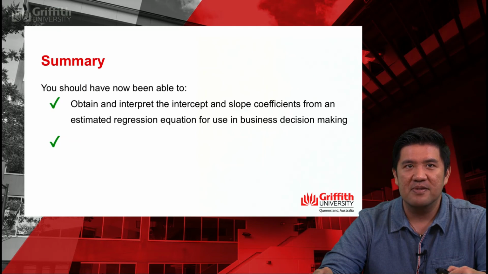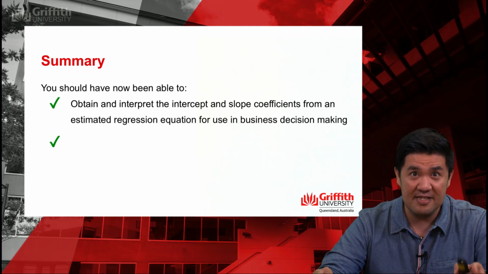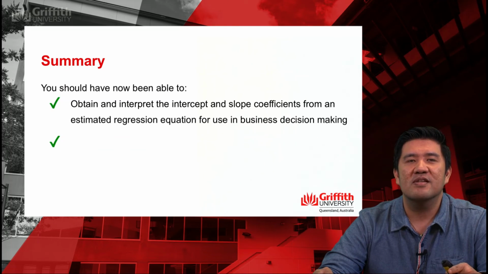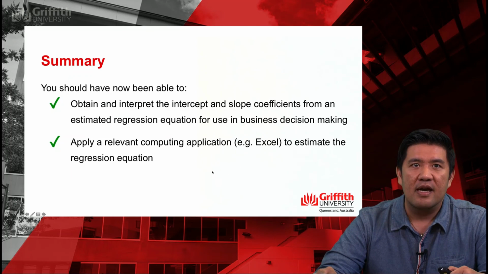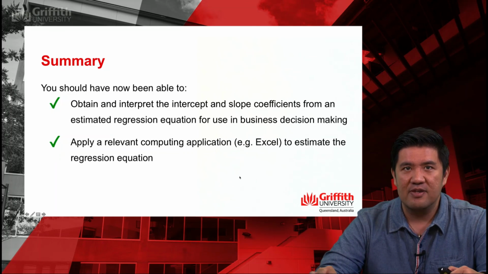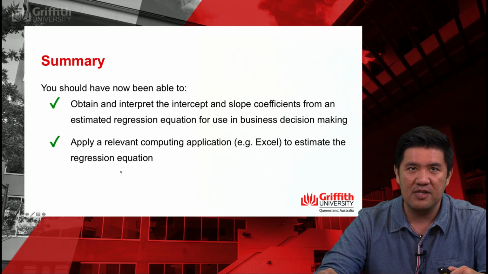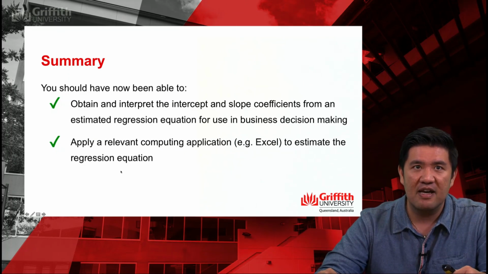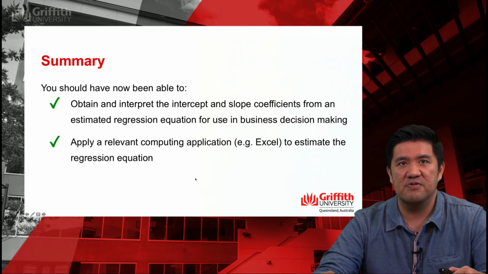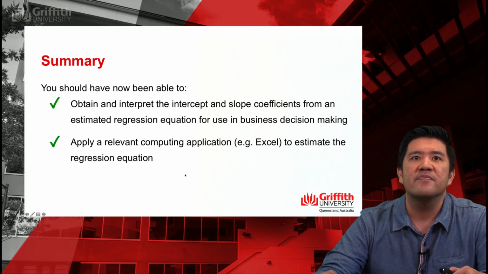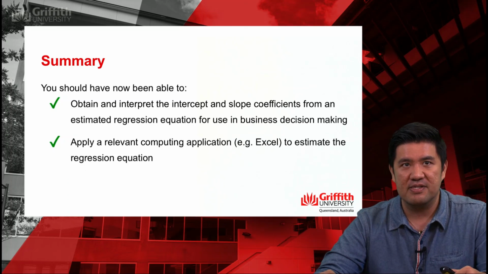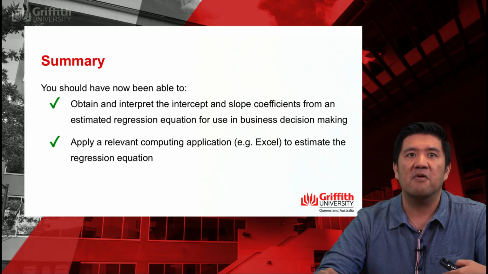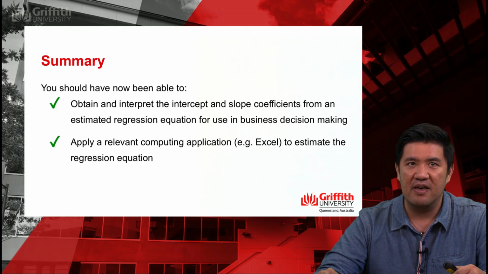You should have now been able to obtain and interpret the intercept and the slope coefficient from an estimated regression equation for use in business decision making, and being able to apply a relevant computing application, that is to use your Excel to estimate the regression equation. Make sure you watch the video that I've put in the course materials on how to use Excel to run regression. And in addition to that, we've also done a basic forecast, a simple forecast using our regression equation to forecast the value of y for a given value of x.